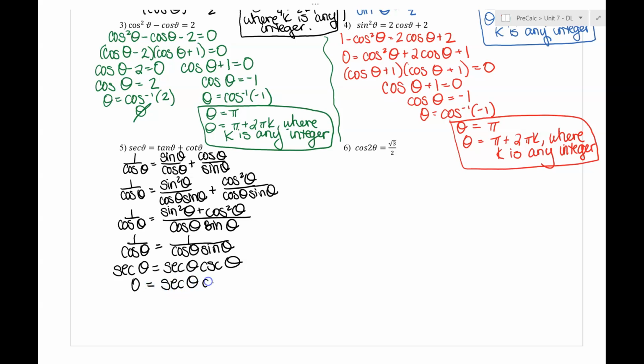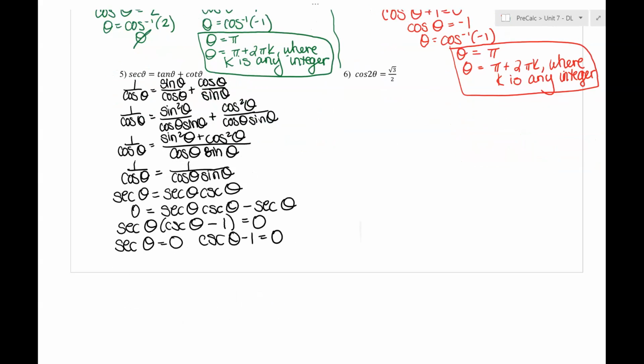side, it's now equal to 0, and I could factor out a common factor and go from there, which in this case is secant of theta. So I'm going to factor out secant theta. I'm left with cosecant theta minus 1 is equal to 0. And now, because of the zero product property, I can set each of these equal to 0 and solve individually.